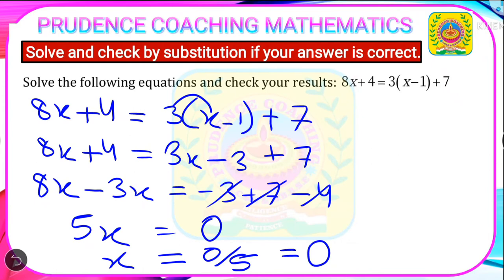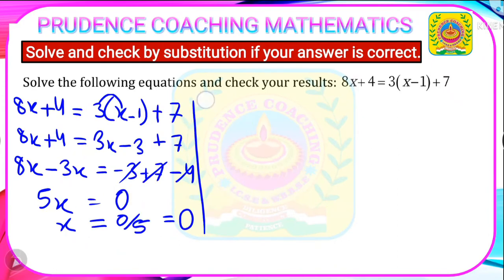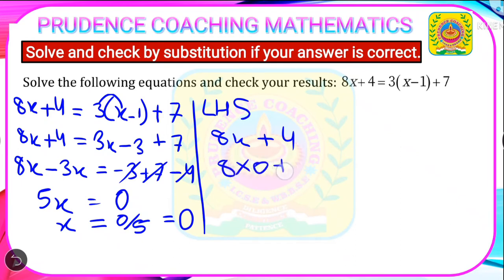Now, we need to check whether our answer is correct or not. First, we will start with LHS. So, here LHS equals 8x plus 4. So 8 into x is 0 plus 4, which gives you 8 into 0 is 0, plus 4 is 4. So LHS is 4.